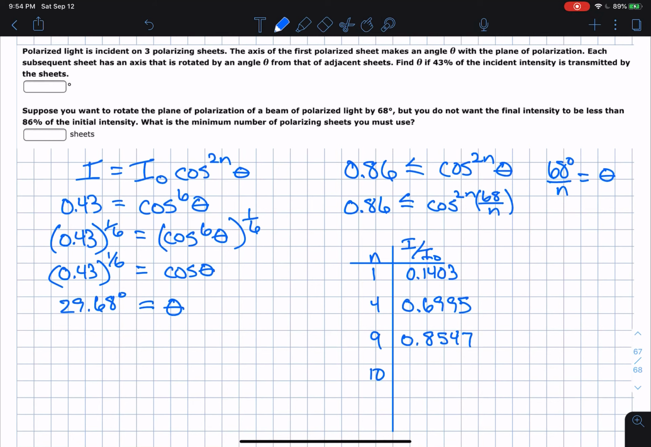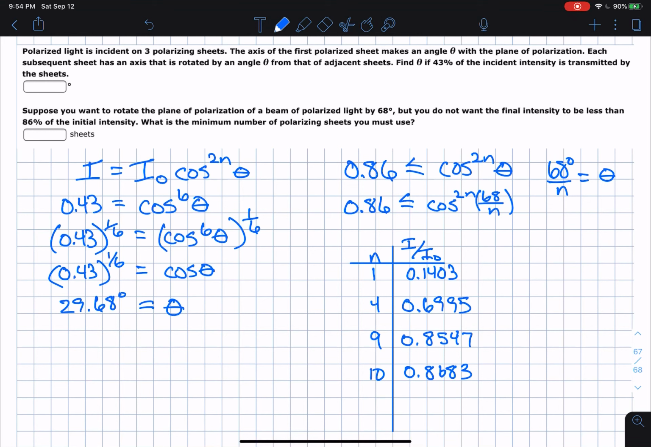So 68 divided by 10 is 6.8. So I'm going to take the cosine of 6.8, which is 0.9929655. I'm going to raise that to the 20th power, and that works out to be 0.8683. Okay, so the correct answer here is I need 10 sheets. So this is trial and error.